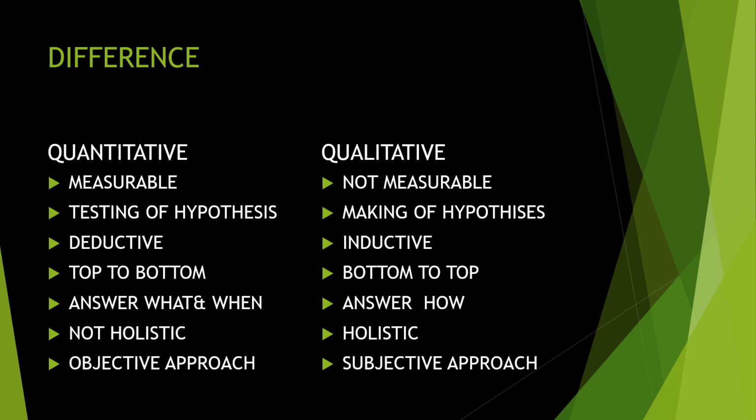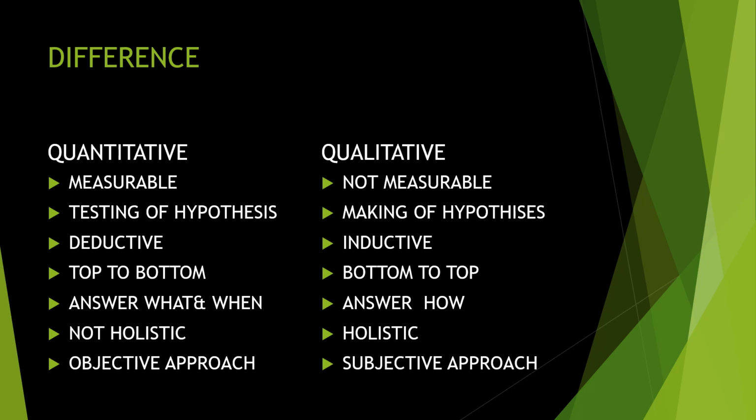Next is qualitative. Qualitative is not measurable. As I told you earlier, we cannot measure hate, anger, jealousy. Understood? It's not measurable. There is no hypothesis; you make the hypothesis. It is an inductive type, where you are making something new, from bottom to top. Qualitative analysis answers how. And qualitative is holistic. Holistic means all-sided.